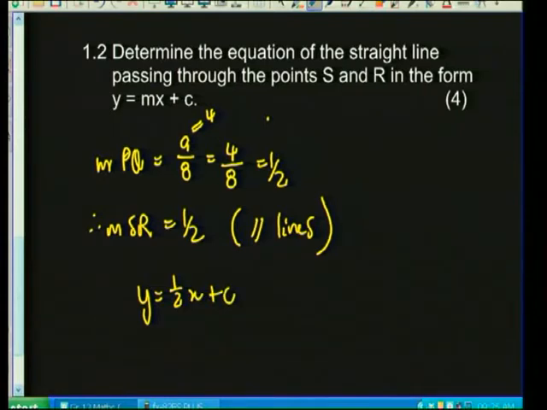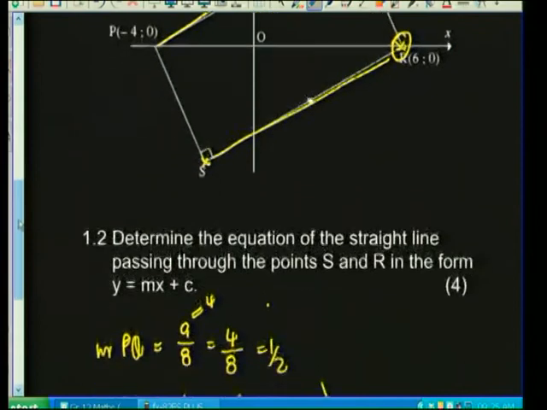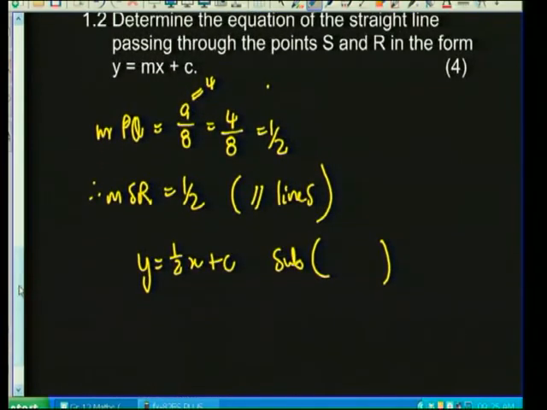To find c, you need to sub in some point that is going to be on this line. So we go back and say, is there any point that is on the line SR that is given to me? And of course it is. We've got this point R. And that is given to me, and so I can substitute it in to find the equation of the straight line. So remember, you're not just subbing in any particular point.